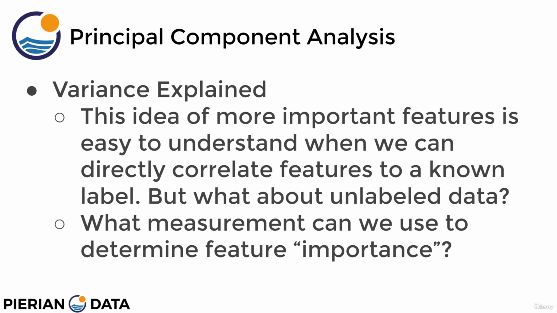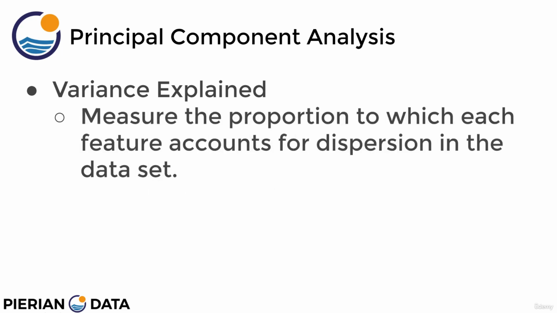Now, this idea of more important features is easy to understand when we can directly correlate features to a known label. But what about unlabeled data? What measurement can we use to determine feature importance or variance explained by a feature when we're dealing with unlabeled data sets? Well, we could measure the proportion to which each feature accounts for dispersion in the data set. And we would expect features that have a higher dispersion are going to explain more variance of the overall data set.